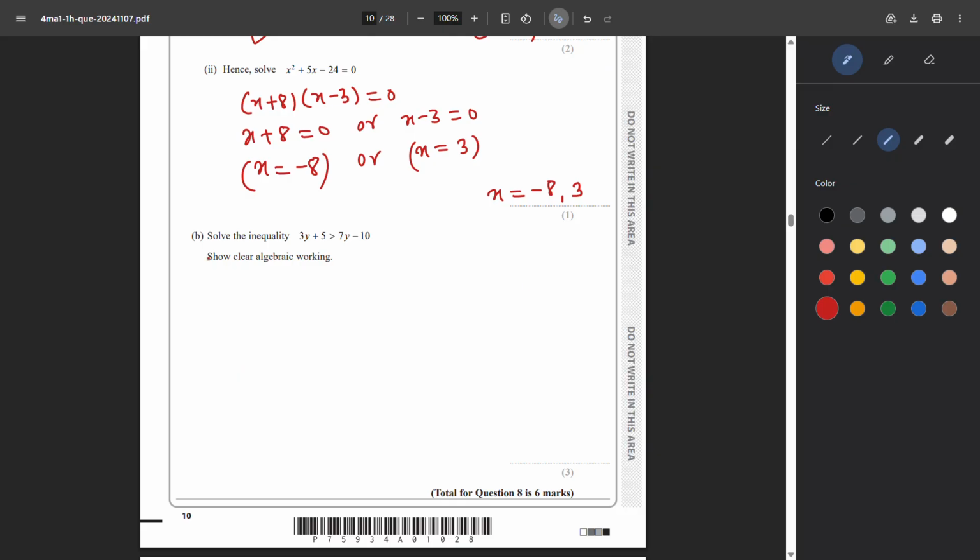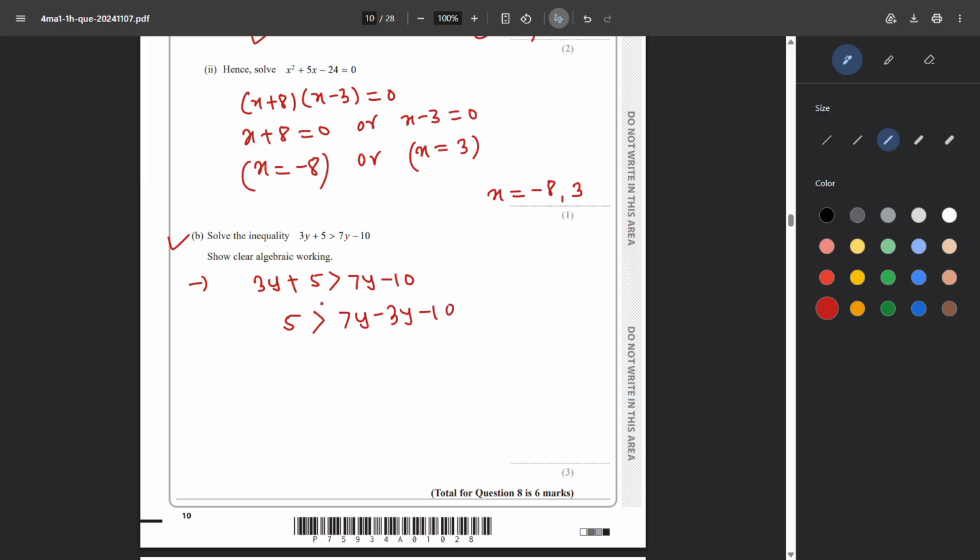In question number B, we have to solve the inequality of the given equation. Initially I am just writing the equation: 3y plus 5 is greater than 7y minus 10. First I am removing this 3y, so you will get 5 is greater than 7y minus 3y minus 10.